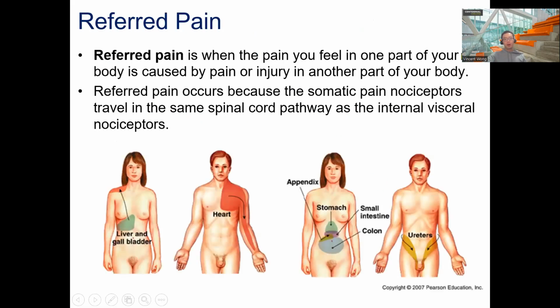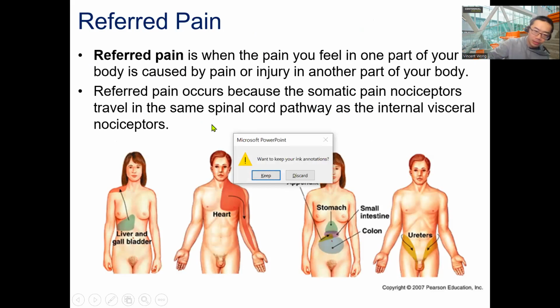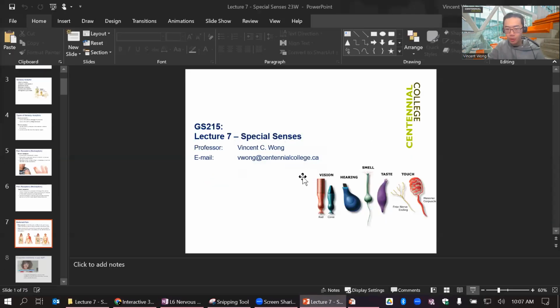But there is something called referred pain. Let me just try to illustrate this with a picture.